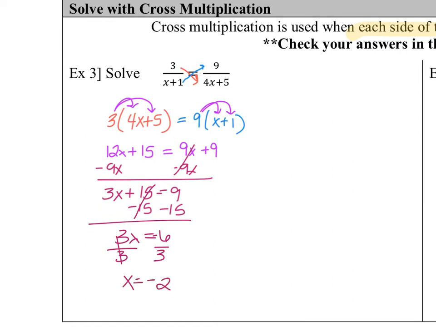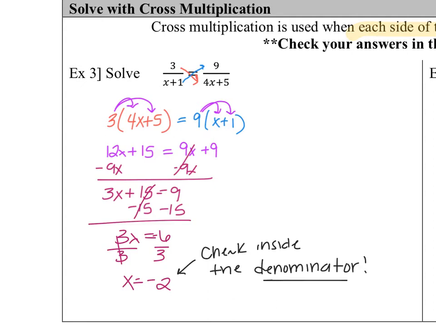Now, here's what we always need to do with these. There is one number that we're not allowed to divide by, and that number is 0. So before we can stop and say that this is in fact our answer, we need to check inside the denominator. Make sure that it doesn't make any of the denominators equal to 0, because that means that x equals negative 2 wouldn't actually be a solution.